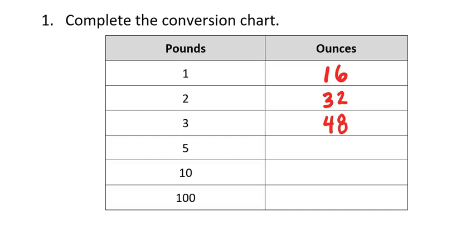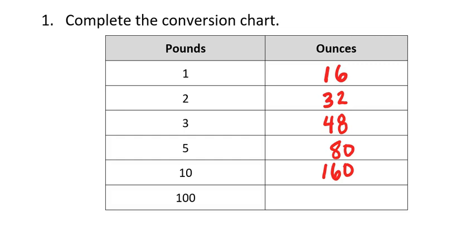Now I'm going to skip ahead to 5 pounds. One of the 5 tricks I like to use is to first multiply the number by 10. So if I do 10 times 16, that's 160. Half of that would show me 5 times 16. So half of 160 is 80. So 5 times 16 is 80. So it's a good mental math trick to use.